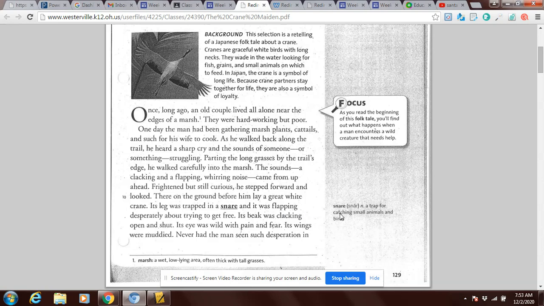Over here is one of your vocab words. Make sure this gets into your digital notebook. A snare is a trap for catching small animals and birds.